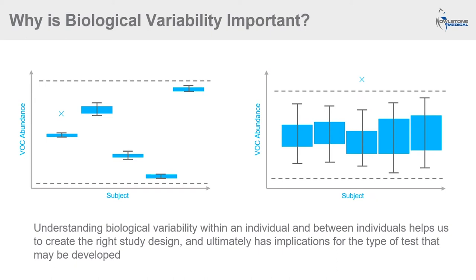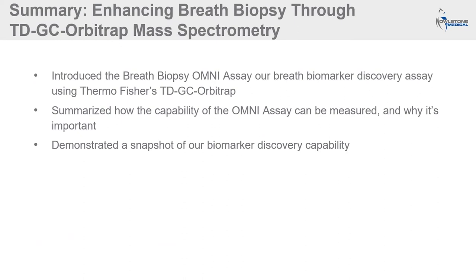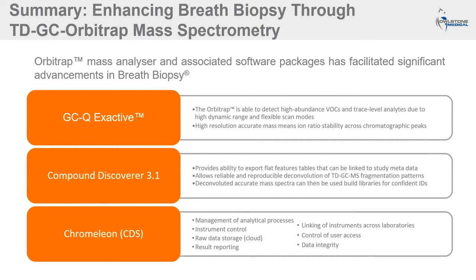So to give a summary of what we've covered today, I've introduced breath biopsy and the Omni assay and given a snapshot of our new capability following the introduction of the TDGC Orbitrap. I've talked about why we measure capability the way we do and why it's important. All of the data I've shown you has been produced by the new Orbitrap platform. That includes sample analysis on the GC, untargeted feature extraction with Compound Discoverer, and also the use of the Chromeleon software.